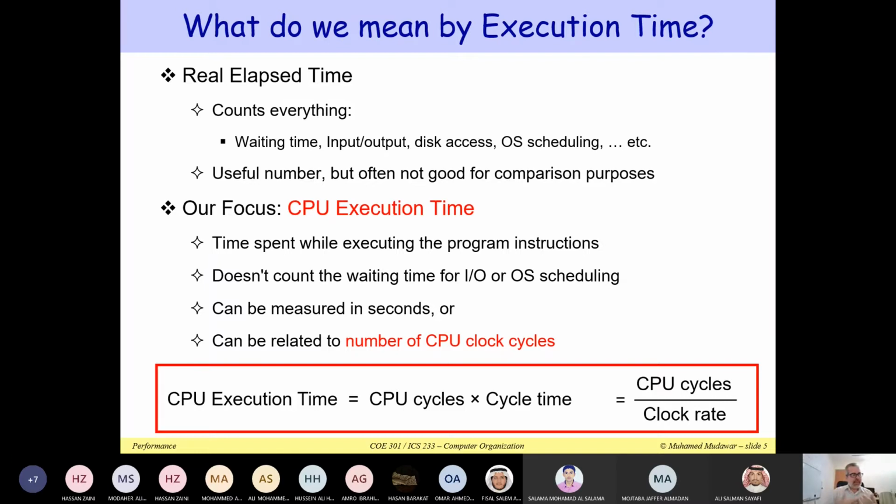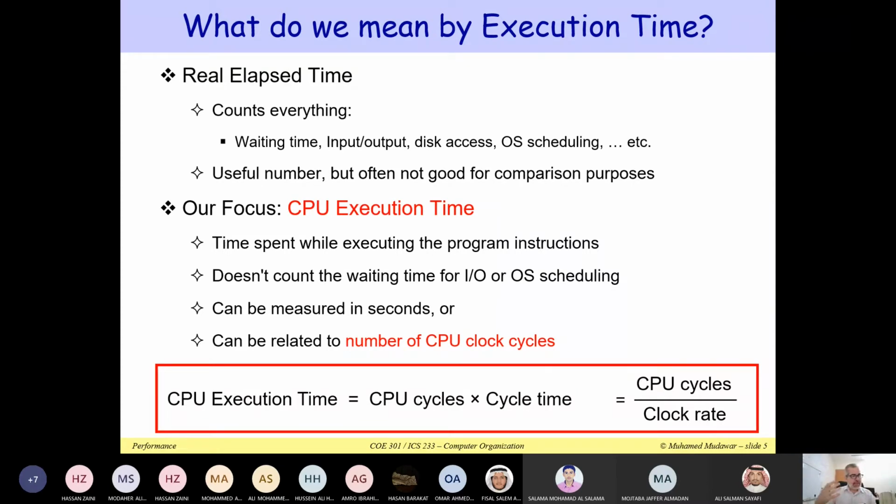Now what do we mean exactly by execution time? We can look at the real elapsed time. That's how many people, when they would like to look at the computer system, look at it from the outside. They don't really care what's going on inside. You just look at real time. So you count everything: the waiting time, the time for input and output, the disk access time, the operating system scheduling time. All of this is part of the real elapsed time. Many people just use the real elapsed time.